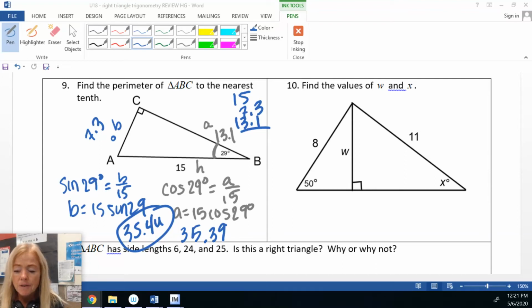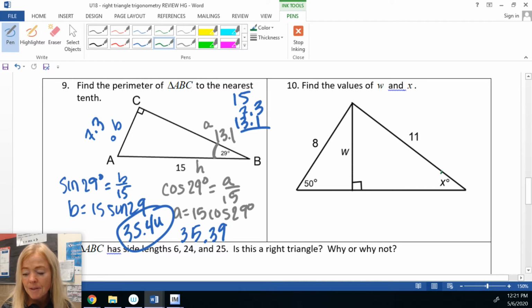Okay, we are on Unit 18 review, Part 2. So it says find the values of W and X on number 10. That's where we got to last. So number 10, you have W and X. W is part of both triangles, but X is a degree that is only part of the right triangle here.